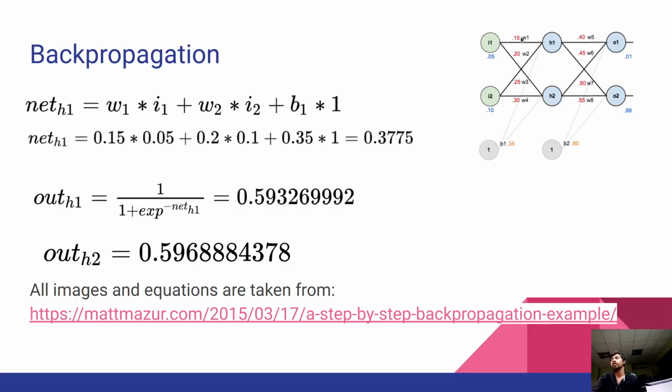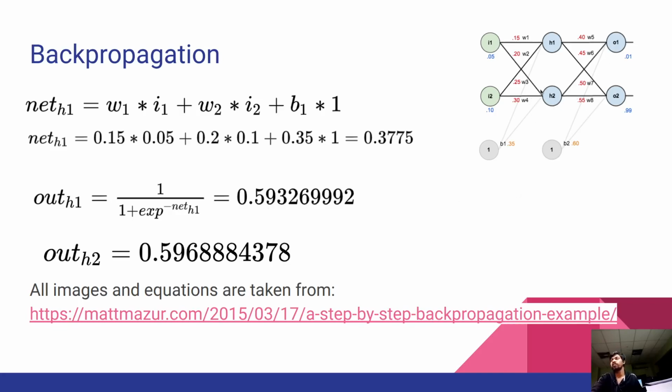So if we calculate 0.15 into 0.05, then 0.2 into 0.1, and then 0.35 into 1, where this one is 1, it will be 0.3775. After you pass it through the activation function, the output will be 0.5932. So you are just putting this value in place of net H1. The final output here will be 0.5932.